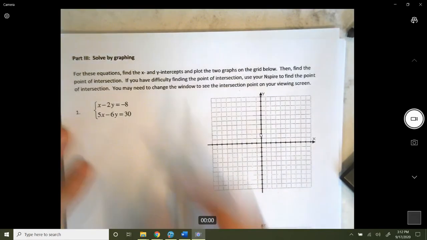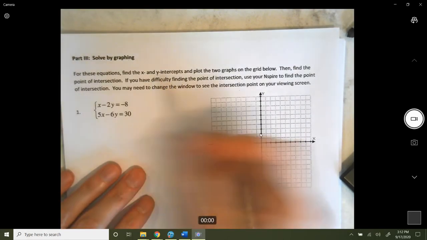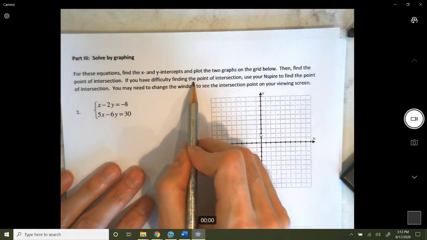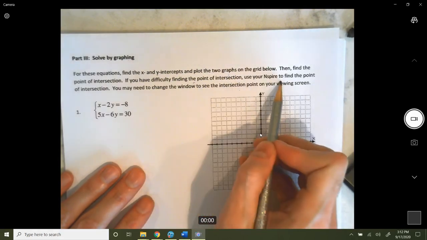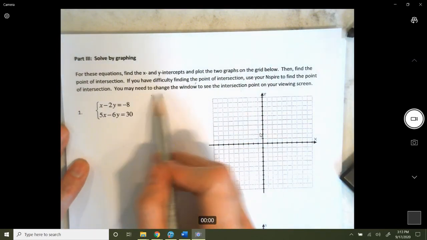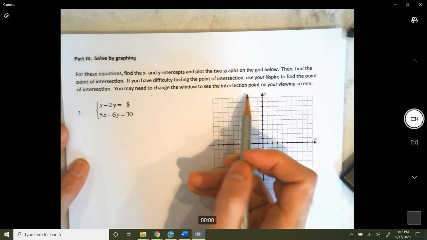Okay. For these equations, find your x and y intercepts, plot the two graphs on the grid below, then find the point of intersection. If you have difficulty finding the point of intersection, use your Inspire to find the point of intersection, which I just showed you how to do. You may need to change your window to see the intersection point. Okay.